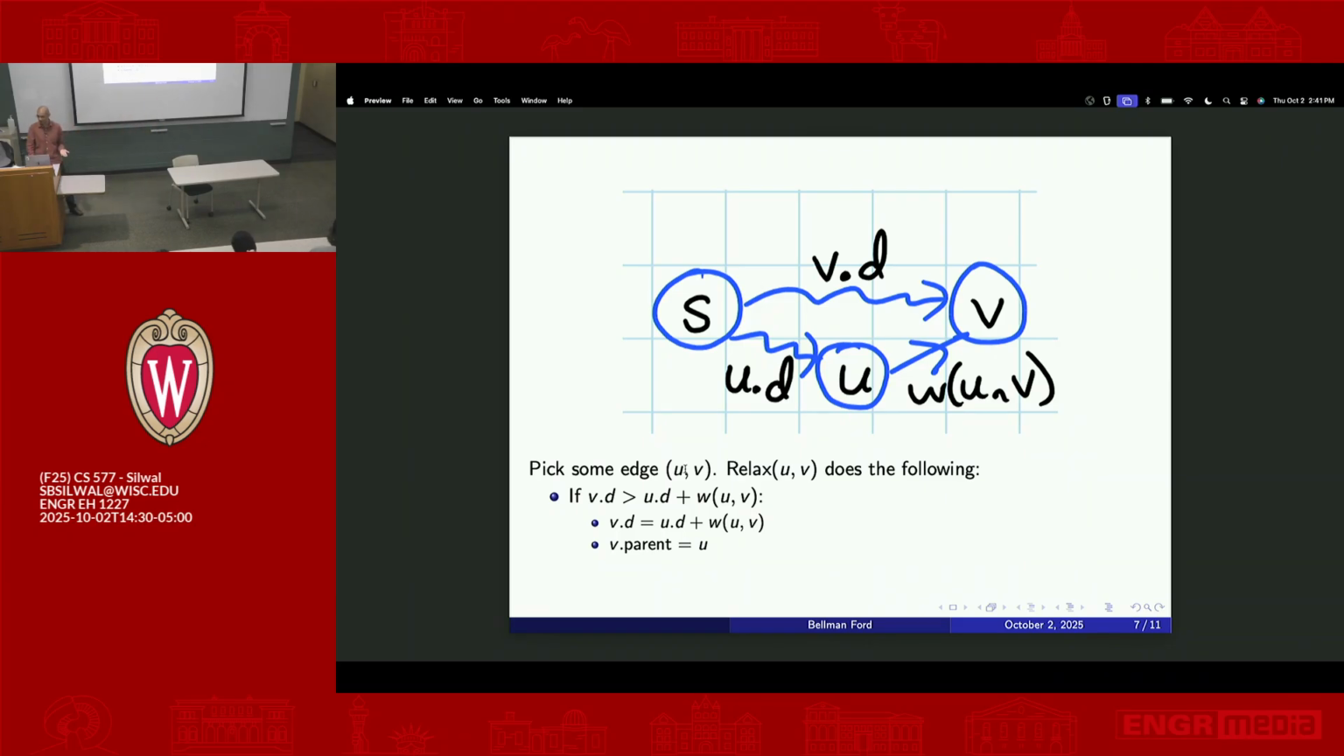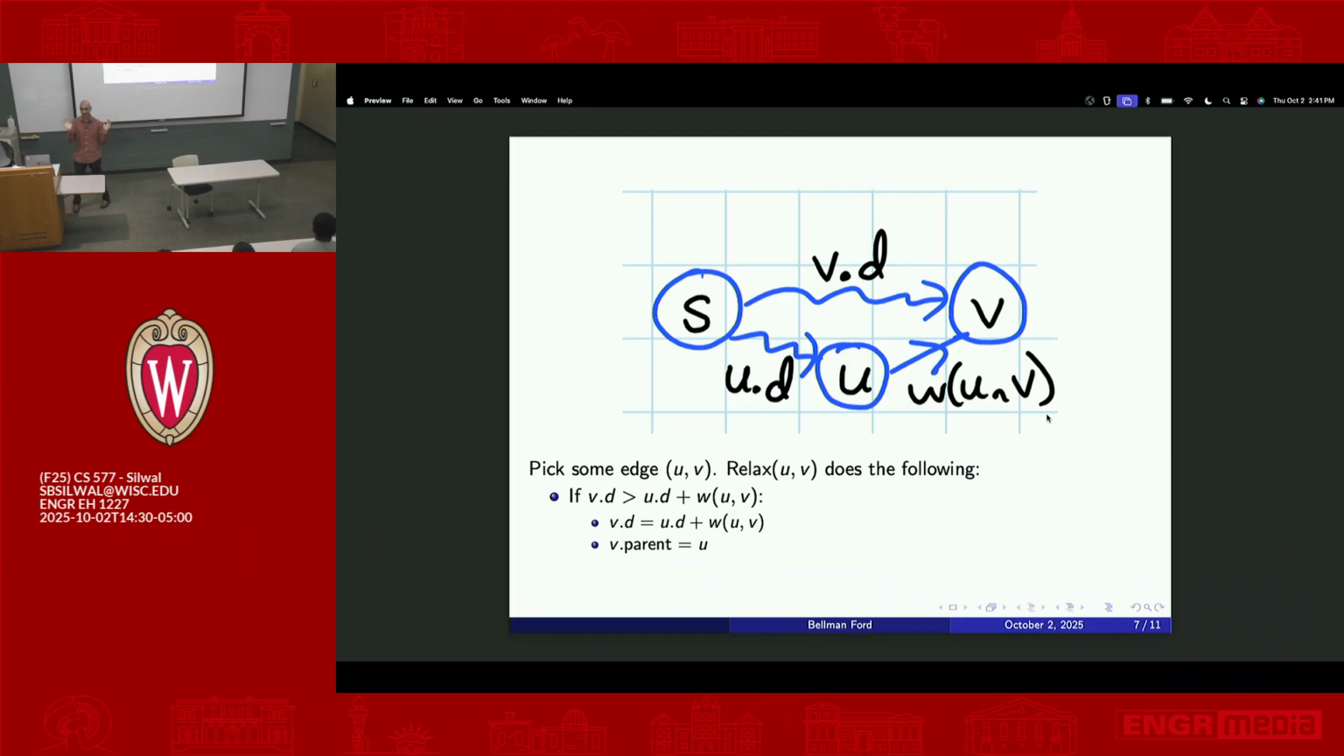I'm going to pick some edge, and the edge goes from u to v. If I notice, oh, I can get to v faster by going through u, using the current estimate I have for u and then hopping on this edge, and that's better than the estimate that I'm keeping for v currently, I'm going to update it. Okay, so if I can make this local improvement, I'm going to do it. So that's the relax operation. I take an edge and I say, okay, can I use that edge to help me get to that endpoint better?